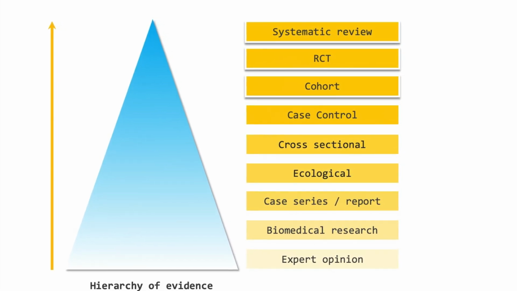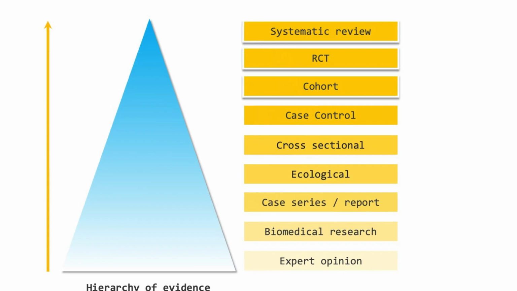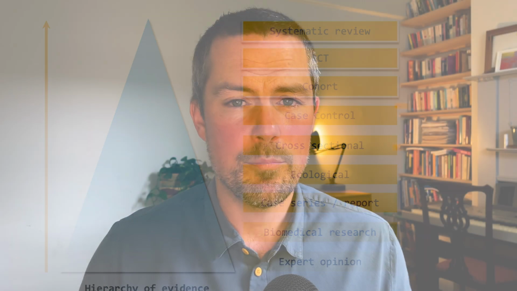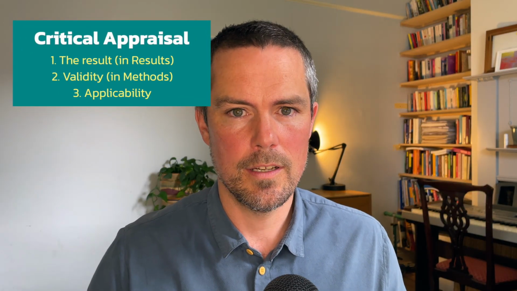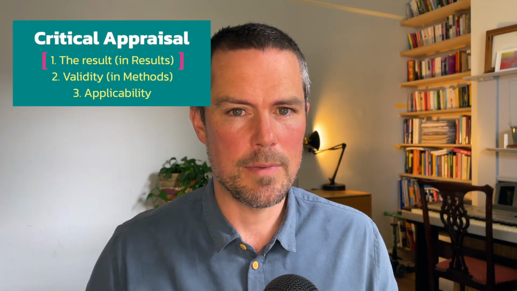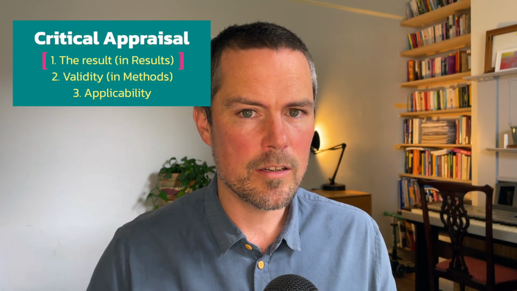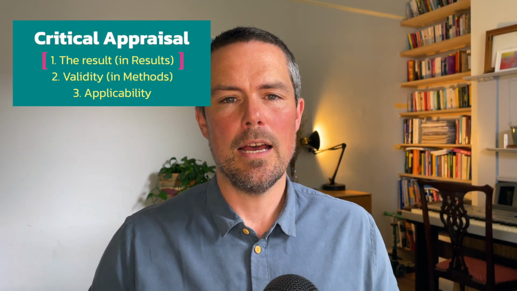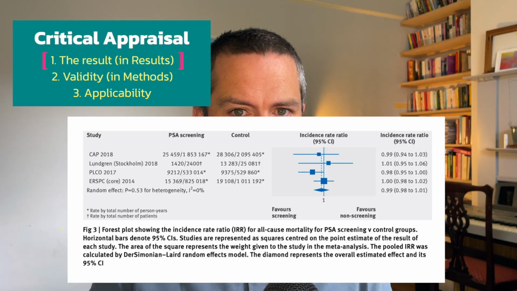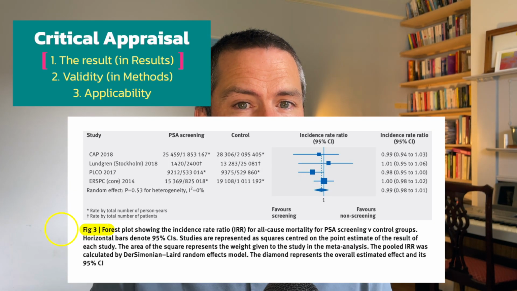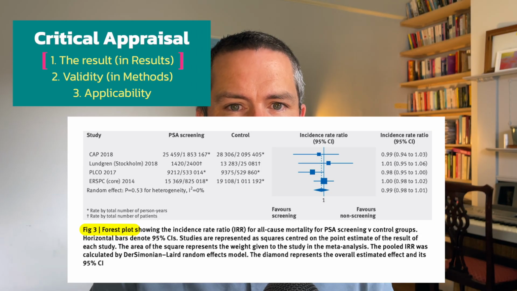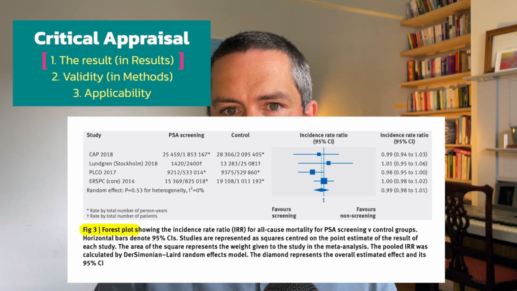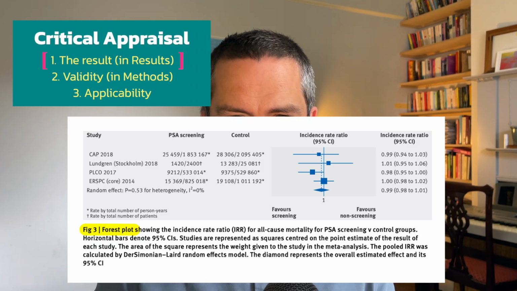And we need to understand how to critically appraise a systematic review. When appraising a systematic review, we broadly look again at three components. First of all, the result. What is the result of the systematic review? There will be primary outcomes, secondary outcomes, and usually in a systematic review, the primary outcome might be graphically represented in something called a meta-analysis or a forest plot.